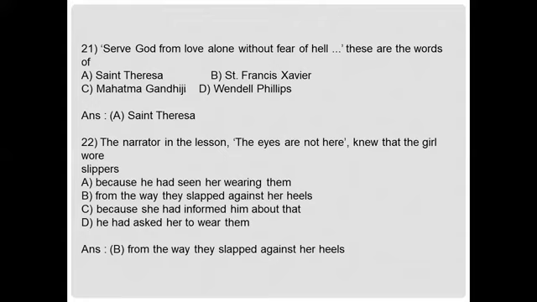Next. The narrator in the lesson, The Eyes Are Not Here, knew that the girl wore slippers. A. Because he had seen her wearing them. B. From the way they slapped against her heels. C. Because she had informed him about that. Or D. He had asked her to wear them. The answer is option B. From the way they slapped against her heels.